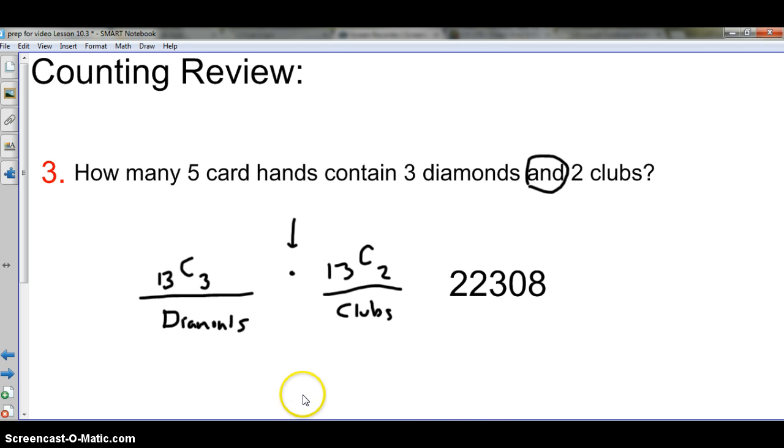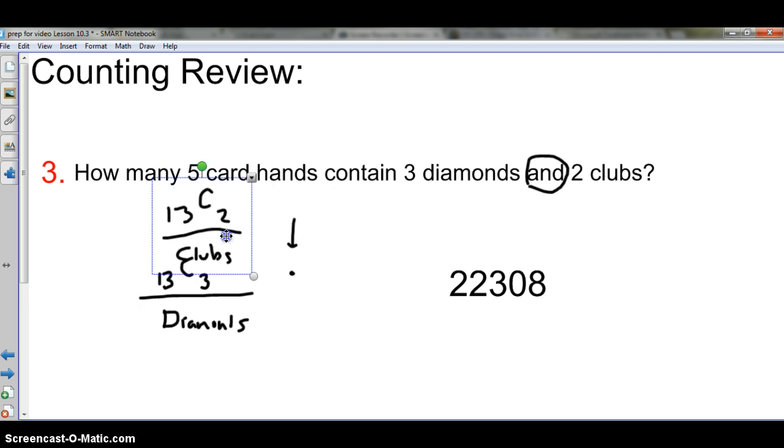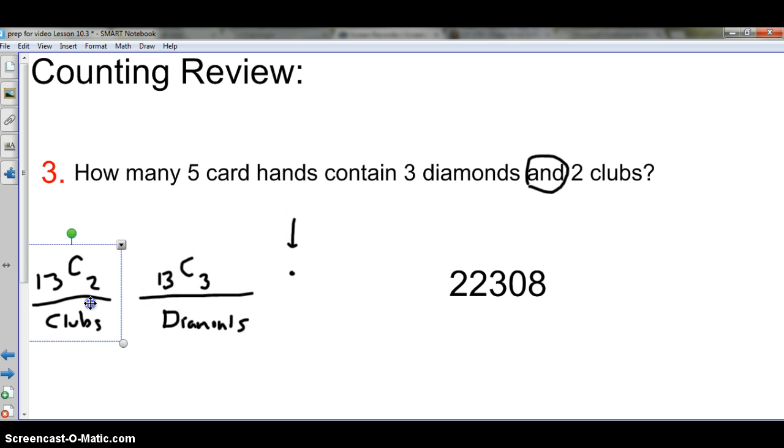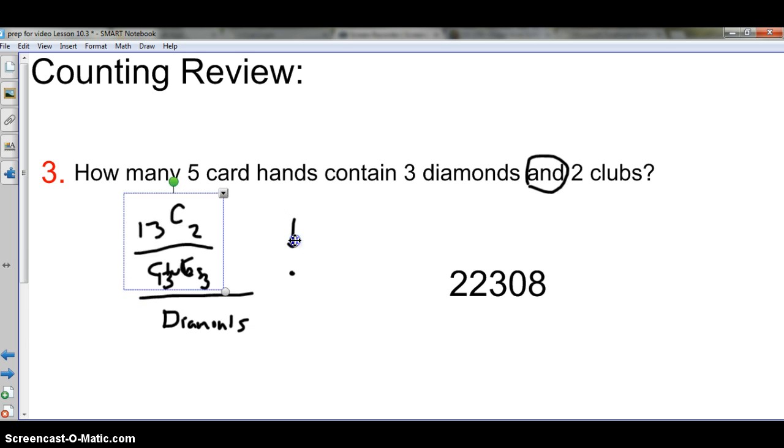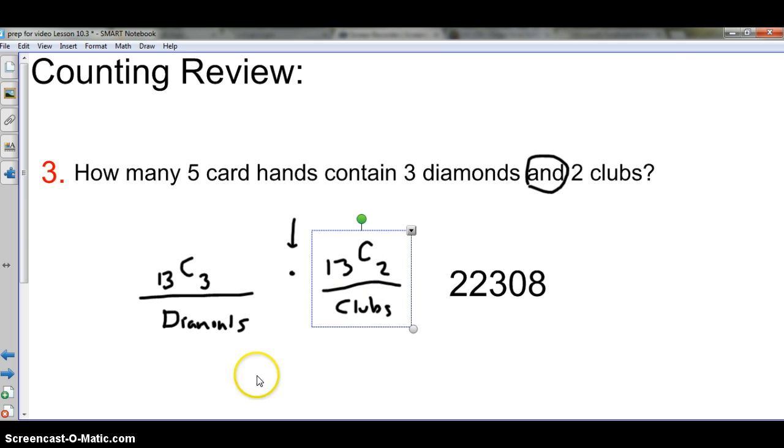About 22,000 different ways. So this takes care of all the diamonds, all the ways you could get different diamonds, all the ways you could get different clubs. Order really doesn't matter in this situation. If we would have moved this to the other side, it would have been the same answer, because we're not really looking at getting a diamond first or getting a club first. We just need to get those 2 things.